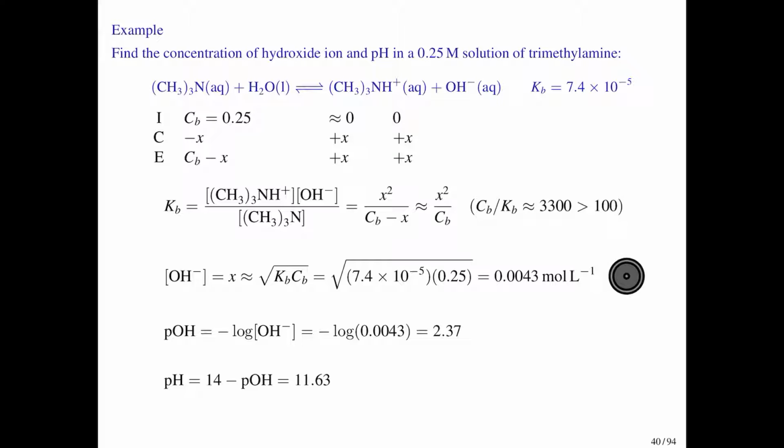And then we can use that to calculate the pOH. We get a value of 2.37. However, since this problem wants the pH, we need to convert our pOH to a pH by taking 14 minus the pOH to give us a pH of 11.63.